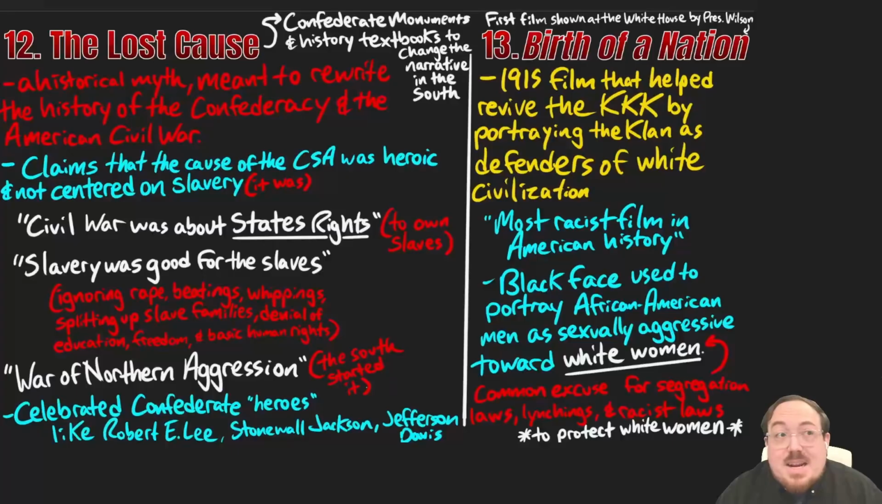and they even assassinated politicians and leaders and members of the Freedmen's Bureau and other people coming from the North to help. And in 1915, this film will be released called Birth of a Nation, which redefines them not as a terrorist organization, but as defenders of white civilization.